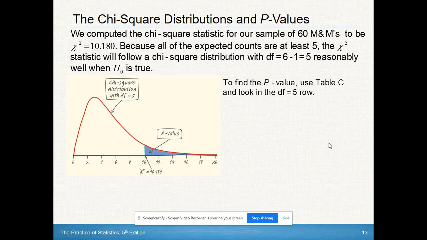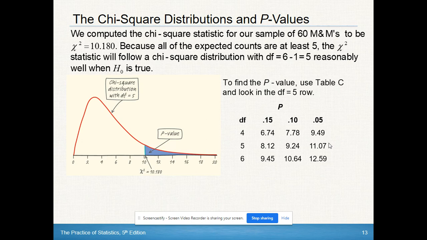So in order to find the p-value, there are 2 ways of doing it. I'm going to show you how to use the table and how to use the calculator. So to use the table, okay, we go to the very, very last tables in our formula sheets. It's called Table C. And we look in the degrees of freedom row 5. Because remember, there were 6 categories. 6 minus 1 is going to give you 5. So it gives you some values like that.